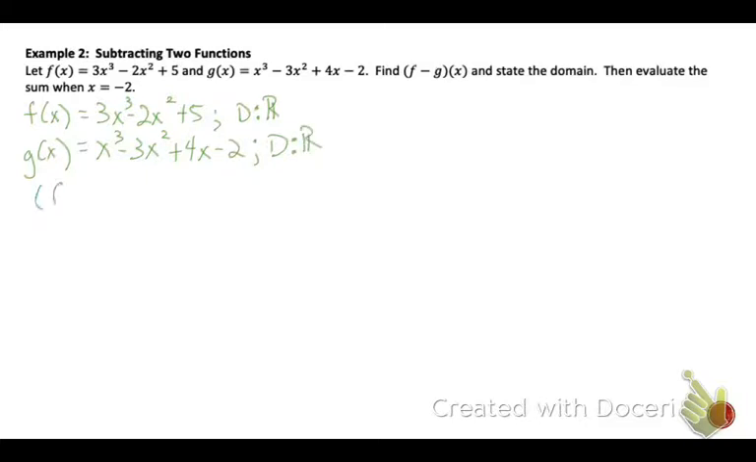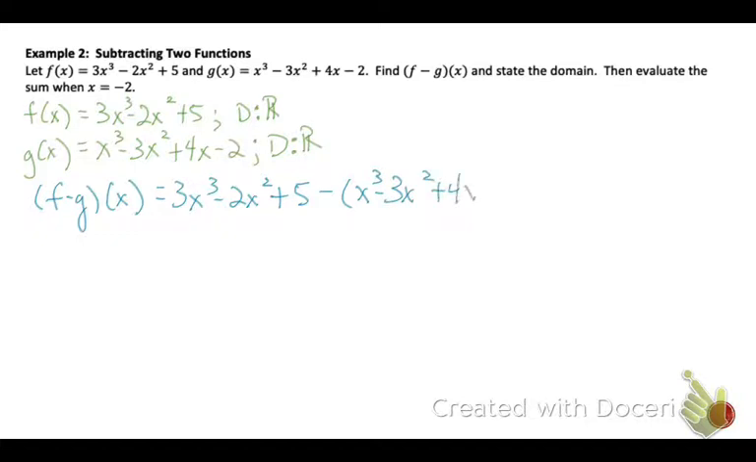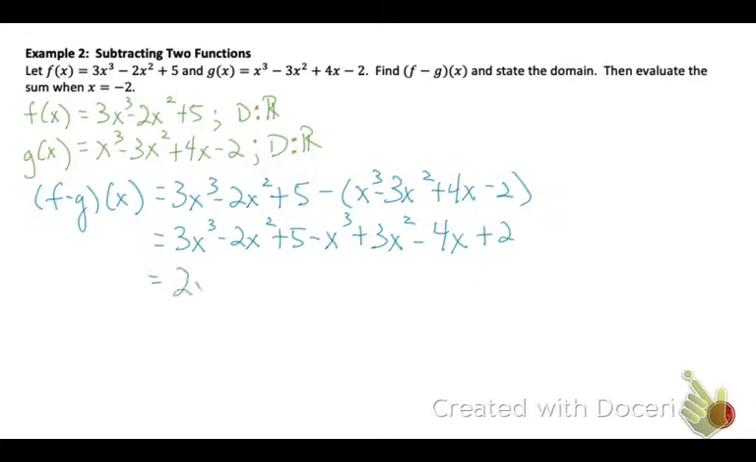All right, now let's subtract. So we're going to write that notation, f minus g of x. And that means I just take what f of x is, so that's what I'm writing here, minus, and then in a parentheses, x cubed minus 3x squared plus 4x minus 2. Now I need to distribute my negative. So I'm rewriting my first function, and then I'll have negative x cubed plus 3x squared minus 4x plus 2. And then let's just combine our like terms.